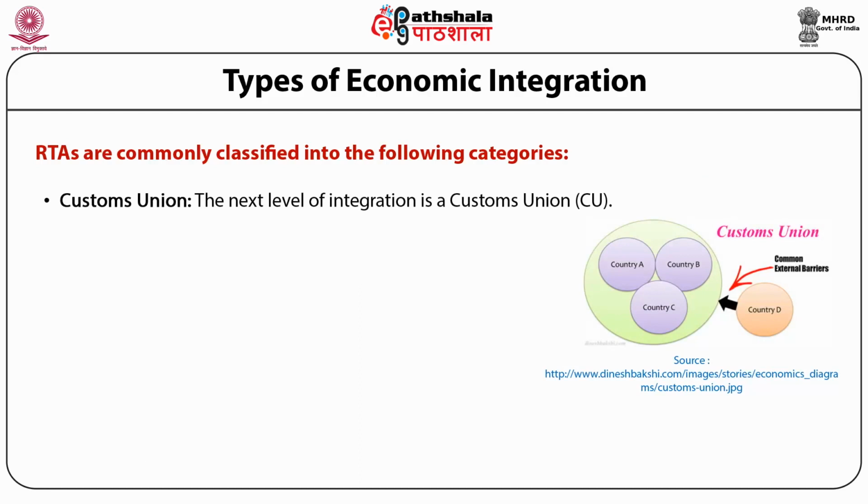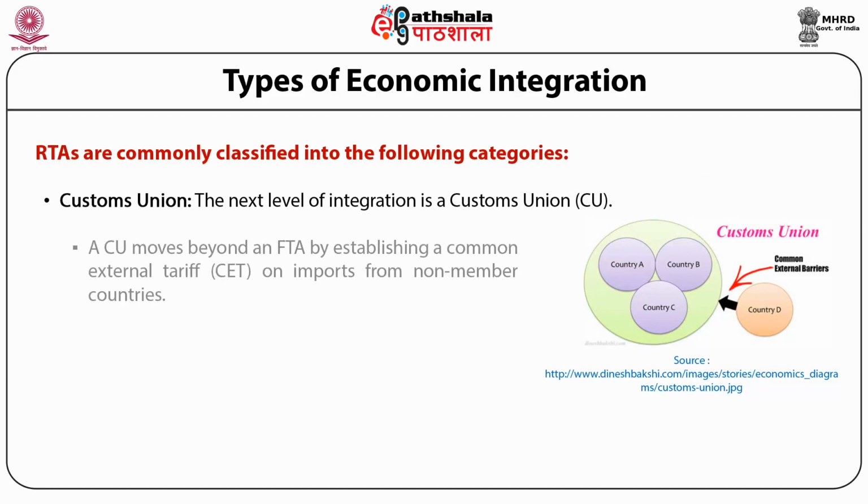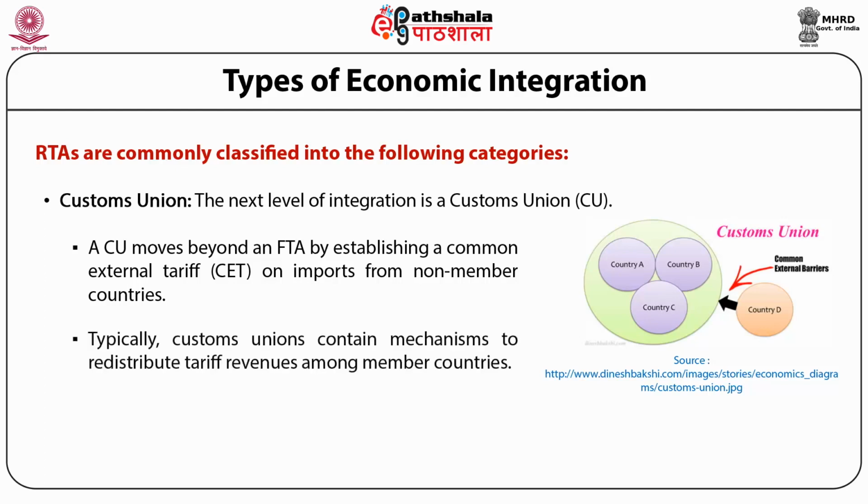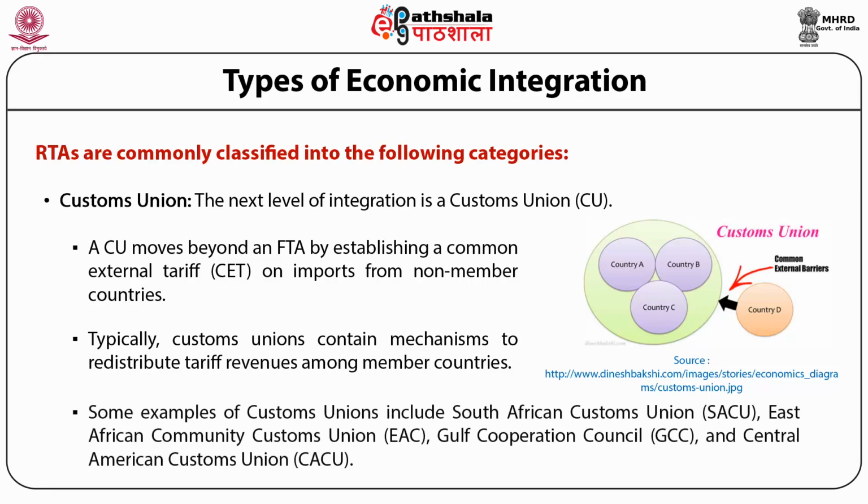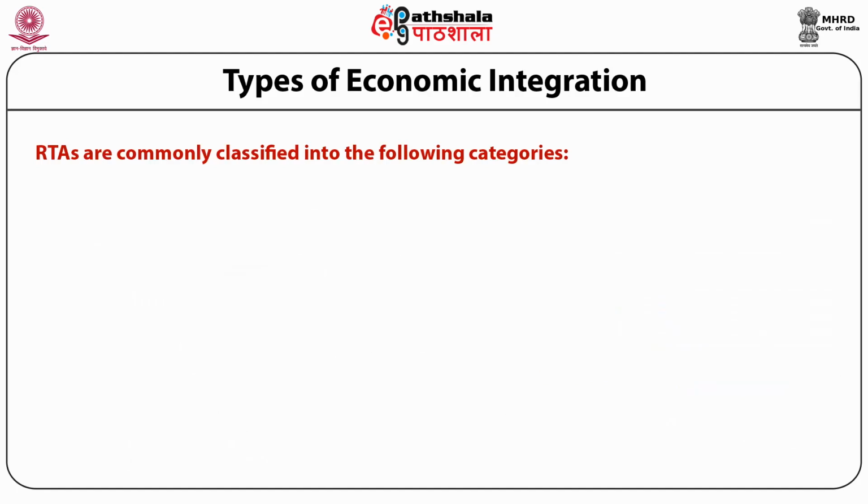Customs union. The next level of integration is a customs union. A customs union moves beyond an FTA by establishing a common external tariff on imports from non-member countries. Typically, customs unions contain mechanisms to redistribute tariff revenues among member countries. Some examples of customs unions include the South African Customs Union, the East African Community Customs Union, the Gulf Cooperation Council, and the Central American Customs Union.